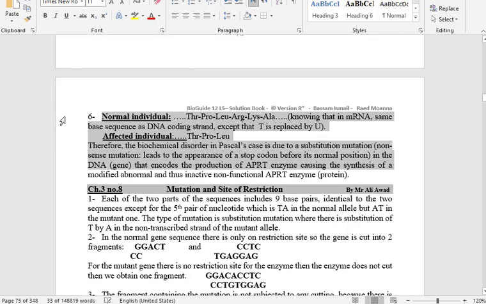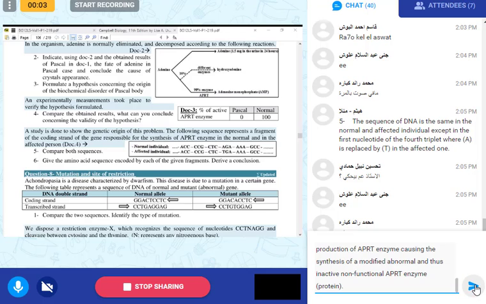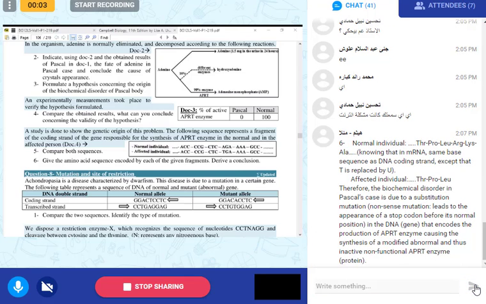Where do I get the amino acids from? Usually they give you the table. Okay Jana, can we read the answer please? Yes. Normal individual: threonine, proline, leucine, arginine, lysine, alanine. Knowing that in messenger RNA, the base sequence is the same as the DNA coding strand, except that T is replaced by U. Okay. Continue. Affected individual.